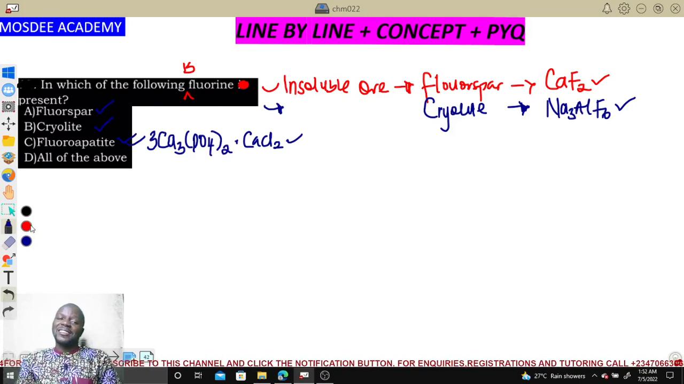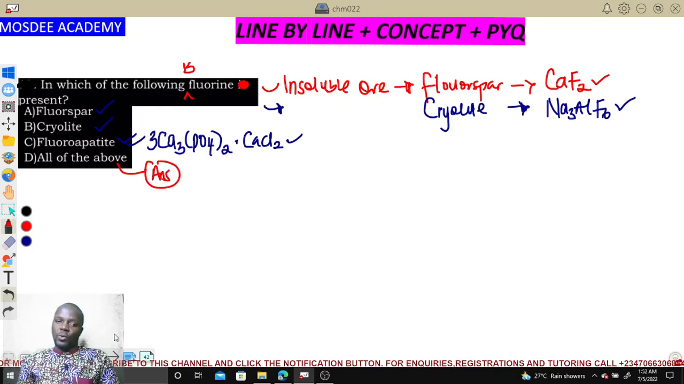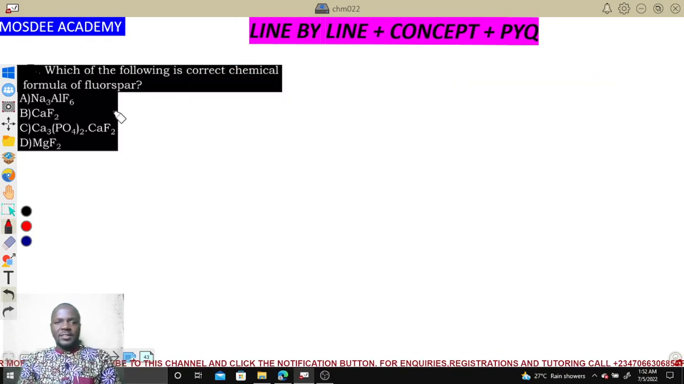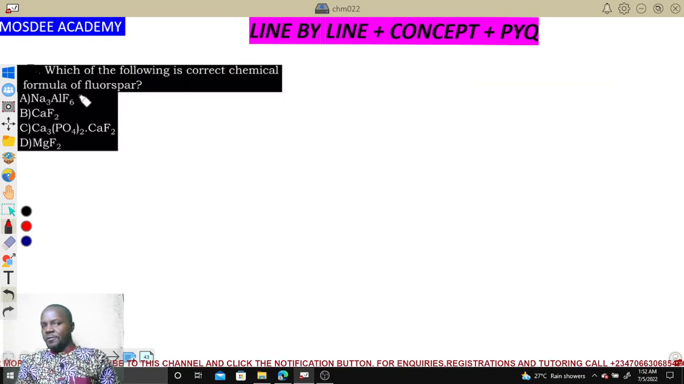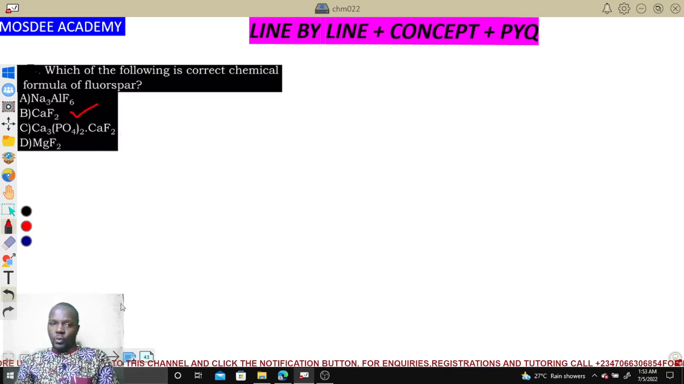So the correct answer to this question, my dear student, is this. And this is very correct. Please take note of this. This is a common question you can see under extraction of metal as well. The next question says, now we have the concept, we can now answer the following question. Which of the following is the correct chemical formula for fluorspar? I just talked about that. Then we talk about CaF2. I talked about this just now. We don't need to waste time.